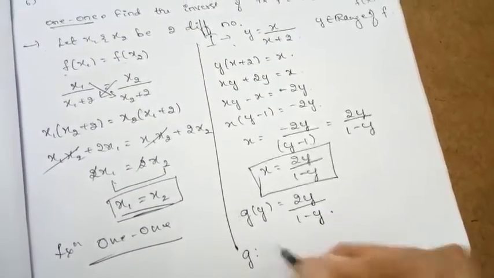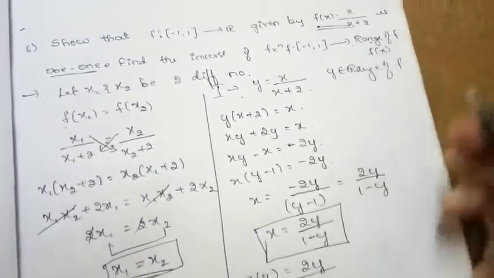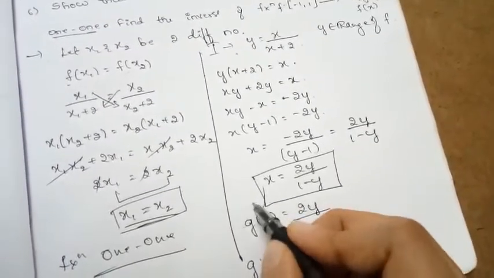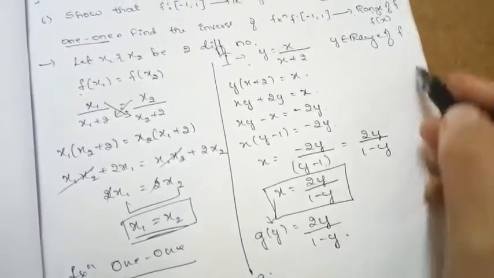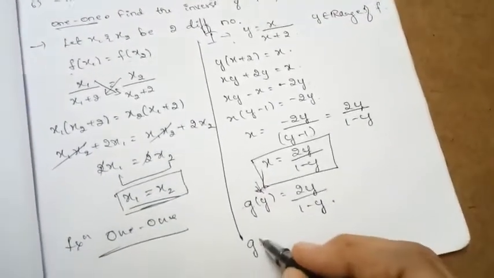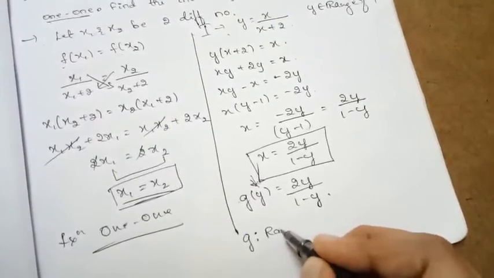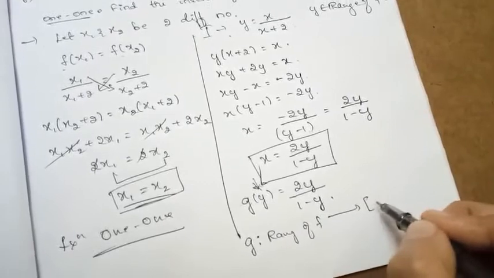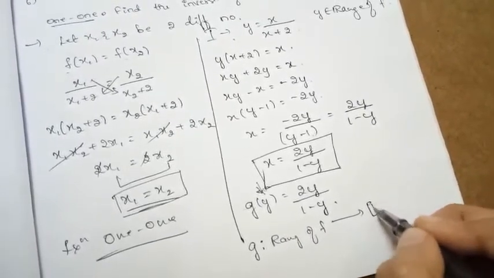G is a function from the range of the function f. So what is this y value? The y value we are going to get from the range of the function. So our g function's domain will become the range of f, to the set of real numbers.